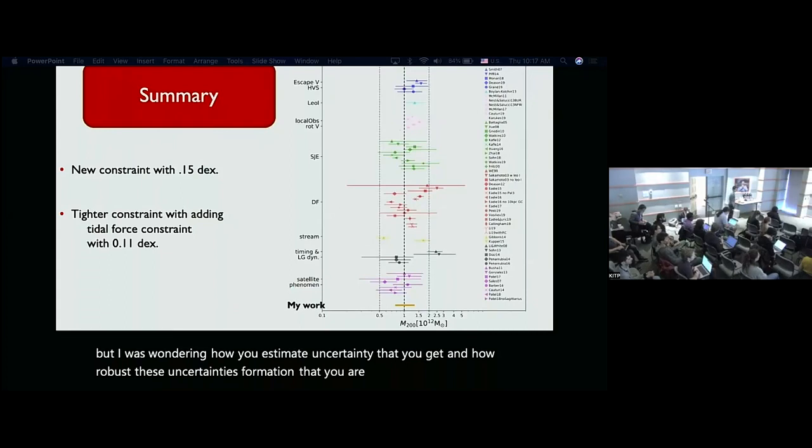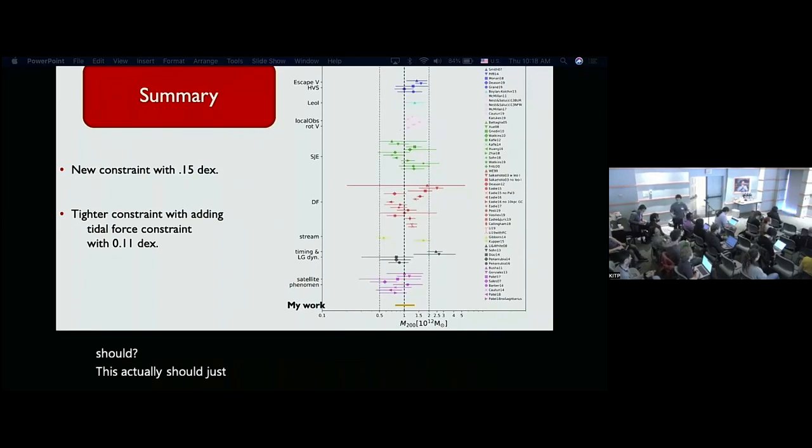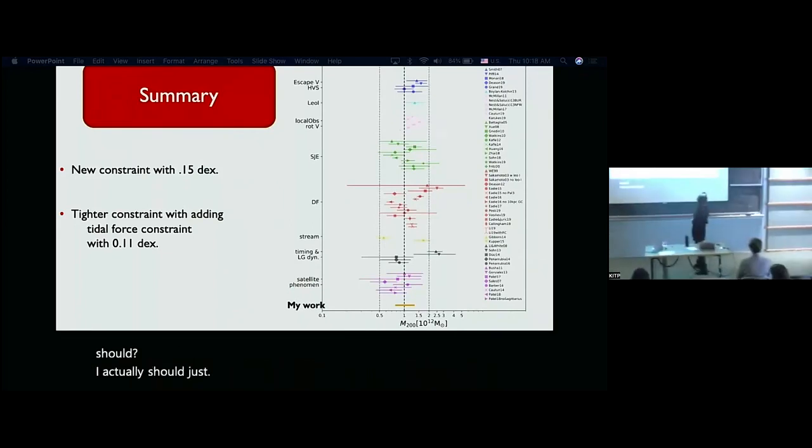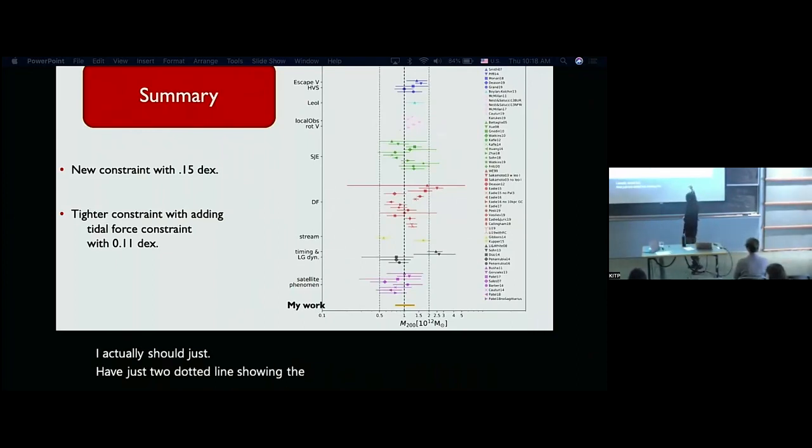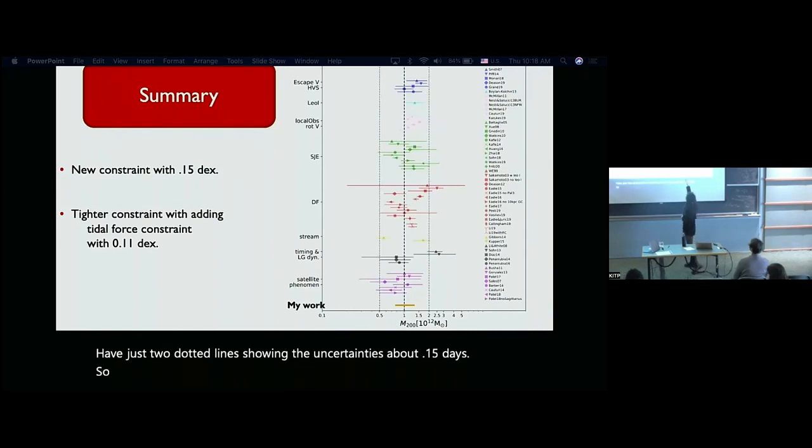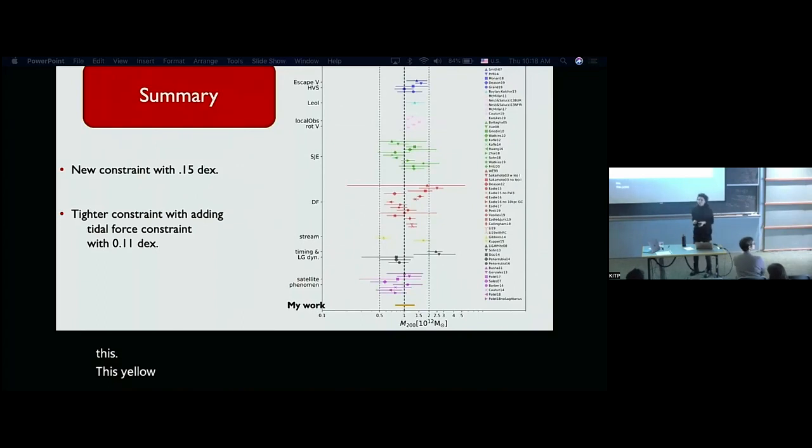Okay. So I actually should just have two dotted lines showing the uncertainty, which is about 0.15 dex. This is what I'm showing here. It actually should be the two dotted lines, not this yellow line that I had.